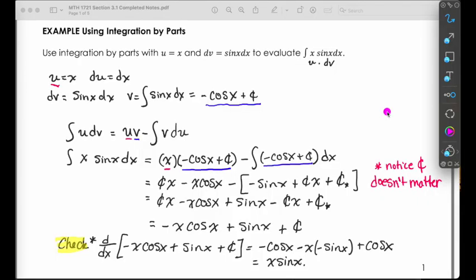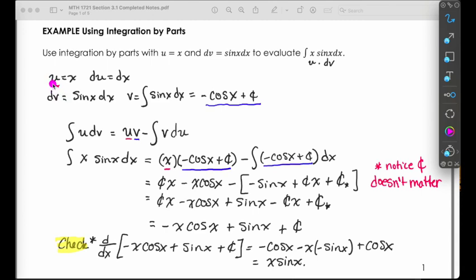All right, we're going to start off with an easy example. Use integration by parts with u equal to x and dv equal to sine x dx to evaluate the integral of x times sine x dx. So we're saying x is u and sine x dx is our dv.